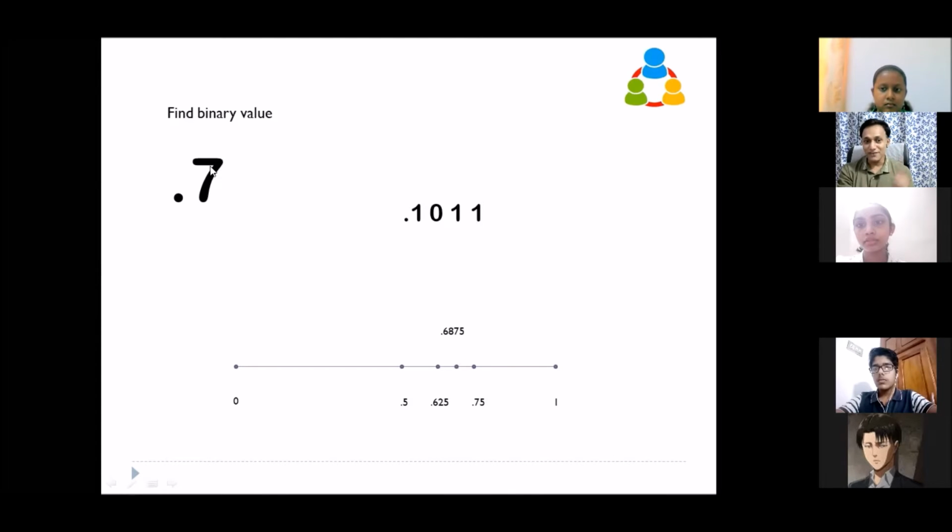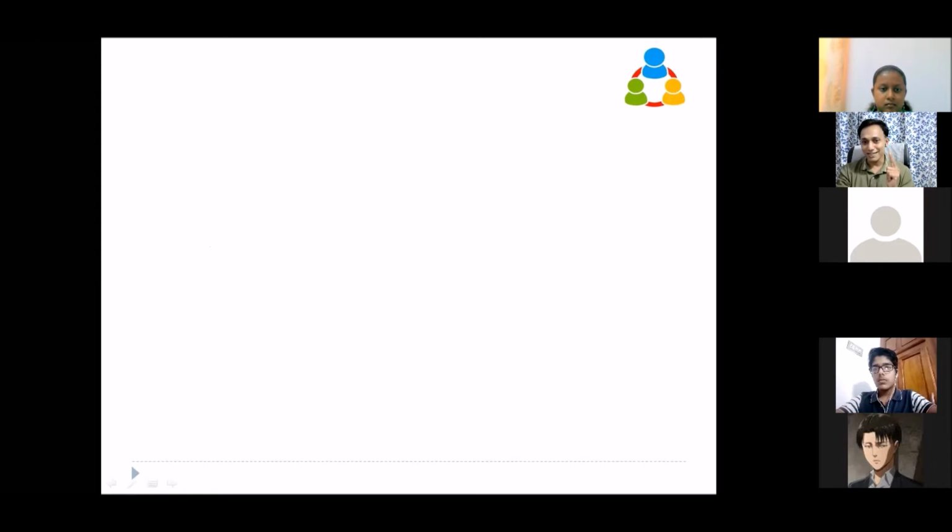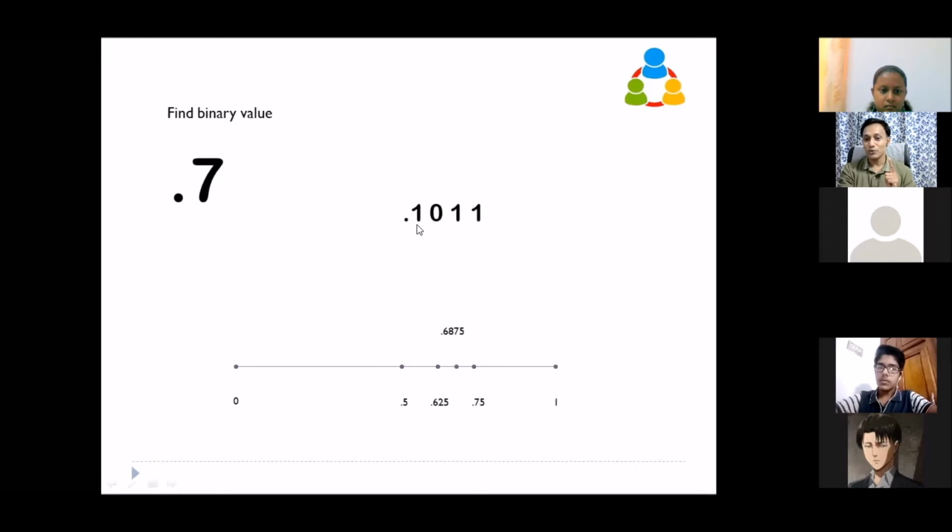But in our case, when we multiply 0.7 with 2, we will get 1.4. If you again multiply 0.4 with 2, you will get 0.8, because this is falling here. So it is a bit tricky. Multiply with 2, you get 1.4. Again multiply with 2, you get 0.8. You will know this is falling in that 0 position. Again multiply with 2, you will get 1.6. Again multiply with 2, you will get 1.2. So this value is 1011, exactly what we found out here, 1011.